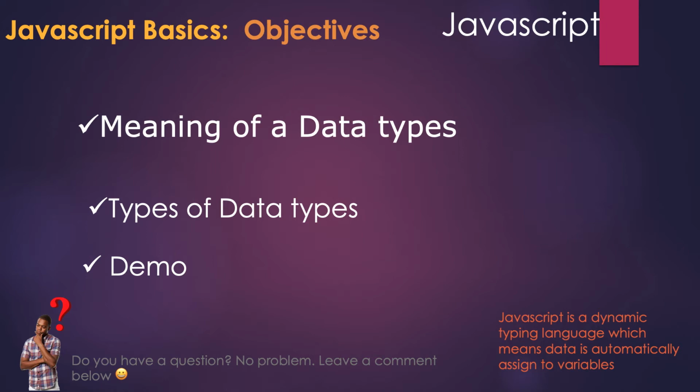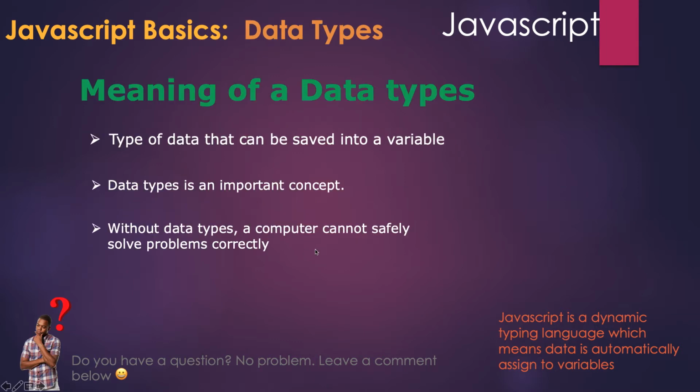Next tutorials on JavaScript. In the previous lesson, I explained what is meant by variables. In today's lesson, we will move ahead, diving into what is called data types. So today's lesson objective is one, the meaning of data types, two, the types of data types. And then we will do a simple demonstration to show how all these things work together. Okay, so now let's get started.